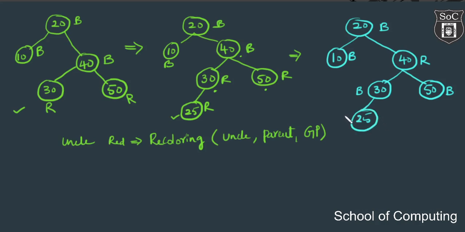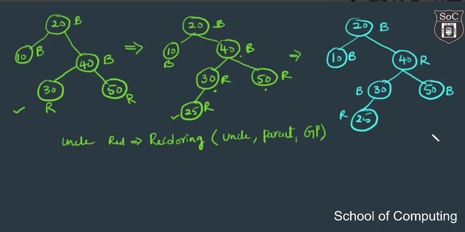What is the color of 25? It is red. So this is the final insertion, because my input was 10, 20, 30, 40, 50 and 25. I have performed RBT construction by following those properties, like the root node must always be black, and 2 consecutive red nodes are not allowed, right? So those things we have followed.